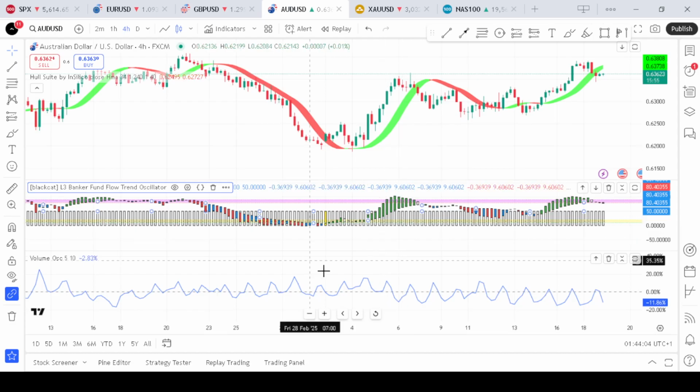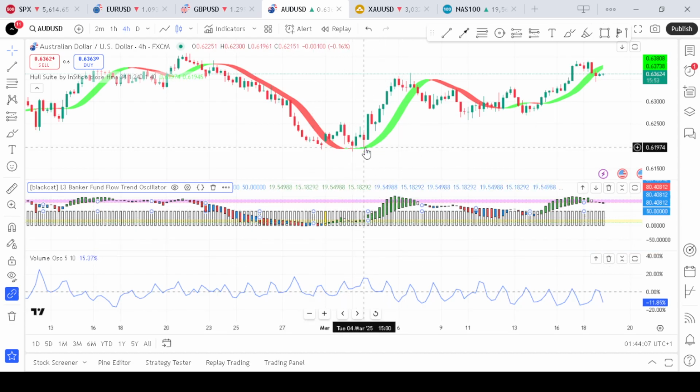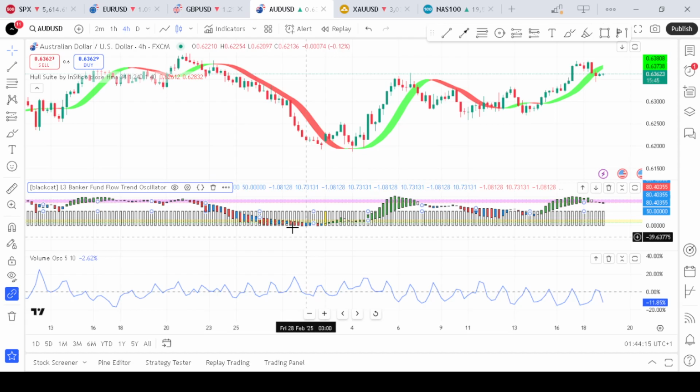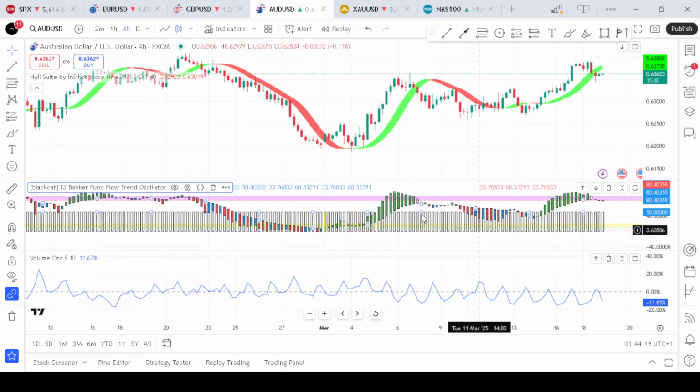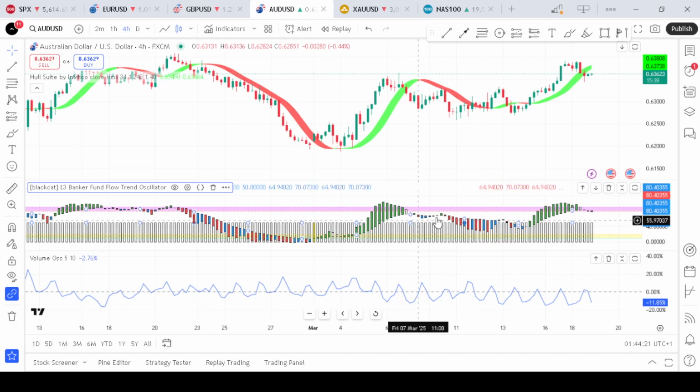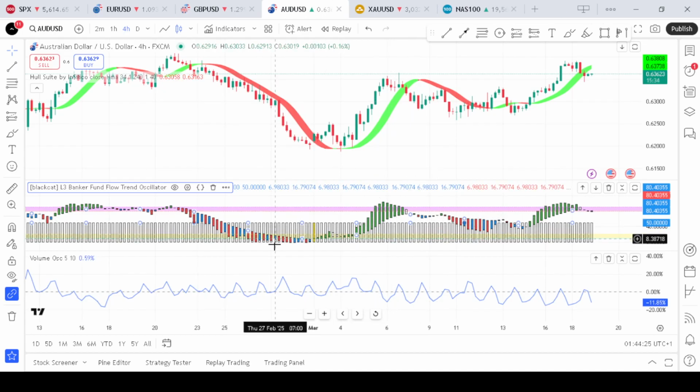Step 2 is to identify potential entry points. The key to success with this strategy lies in recognizing color transition within the banker flow chart. This is the banker fund flow trend oscillator. This is what we are going to use for our long position. We look for the candlesticks to switch from blue to red or green.